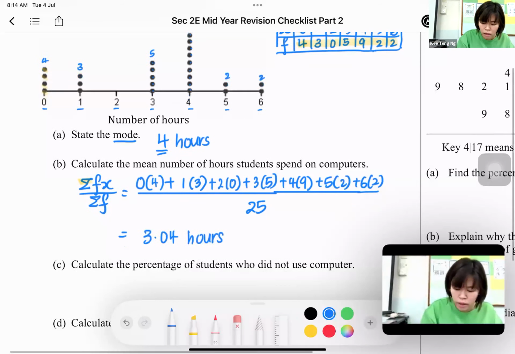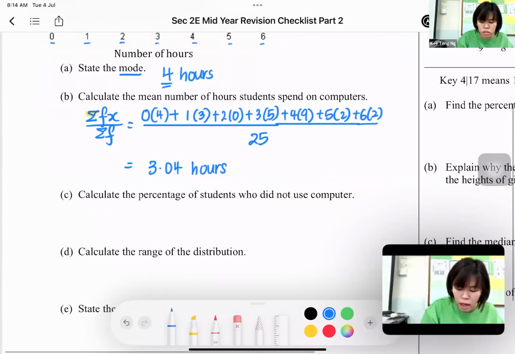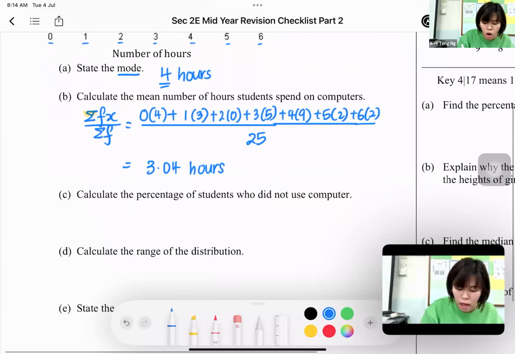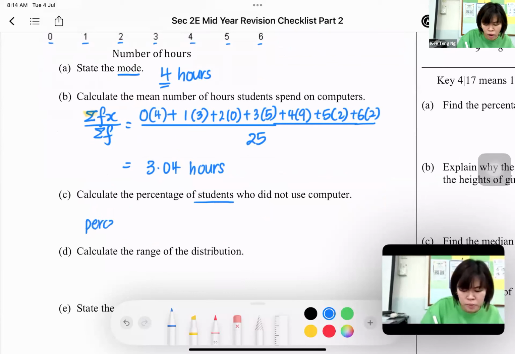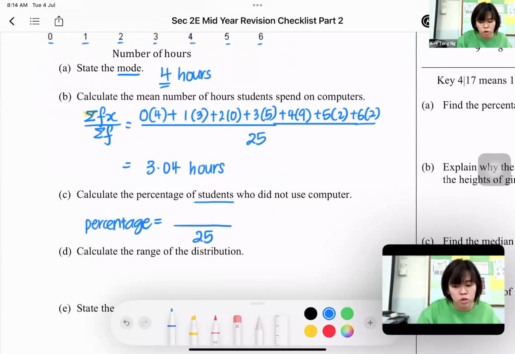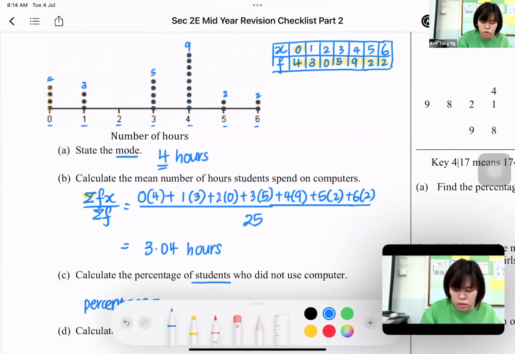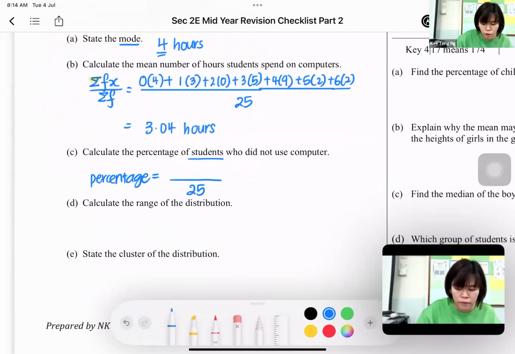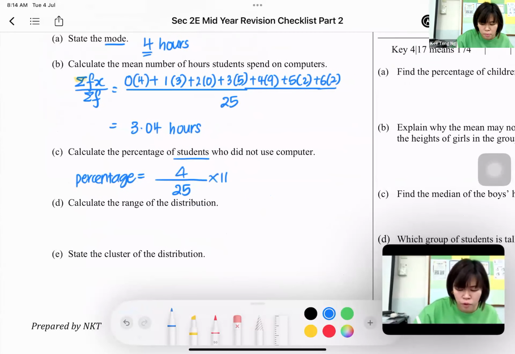Next one, calculate the percentage of students who did not use a computer. Percentage of students, all right? In this case, please write your description. So percentage out of a total of the students. Did not use a computer means 0 hours. So there are 4 of them who have 0 hours. So 4/25 times 100%.